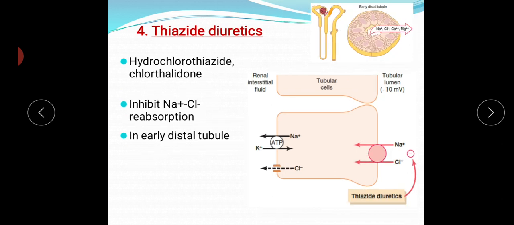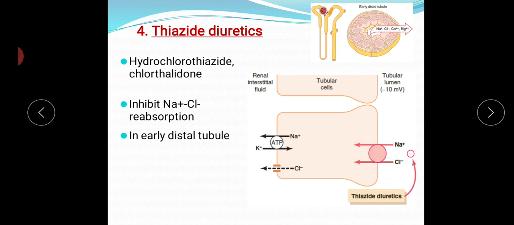The next are the thiazide diuretics. Thiazide diuretics act at the early portion of the distal tubules. After the thick ascending limb, there is the distal tubule, which is divided into two portions depending on their function, the early portion and the late portion. In the early portion of the distal tubule, the solutes are reabsorbed via the sodium chloride co-transporter, which reabsorbs sodium and chloride, and this part is impermeable to water but permeable to solutes via this pump.